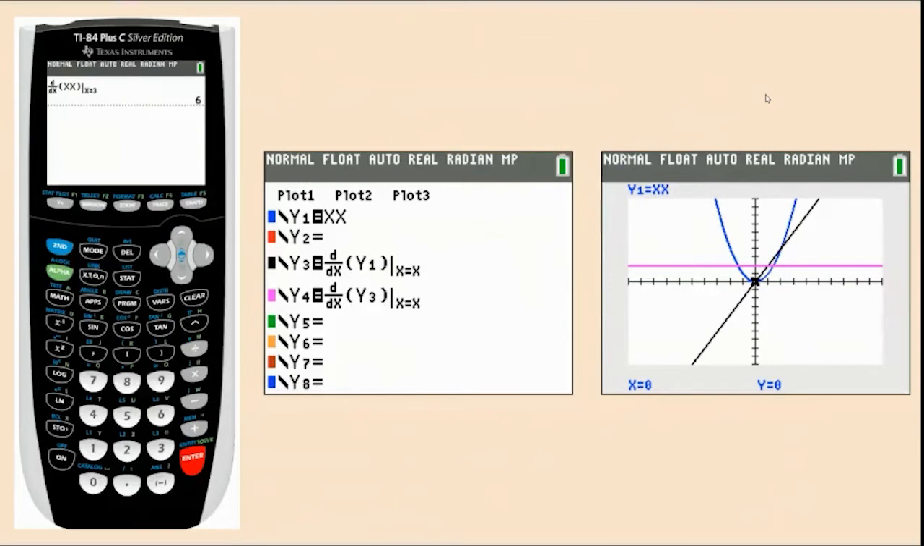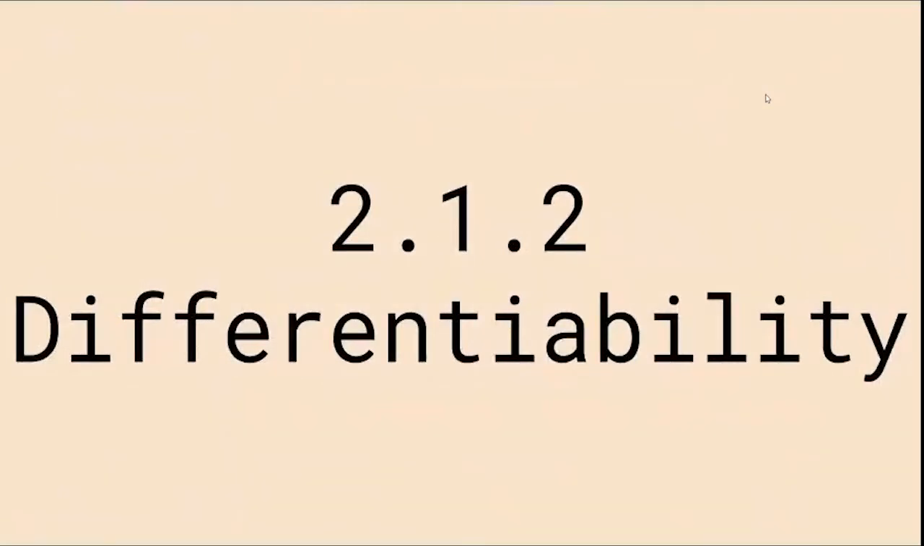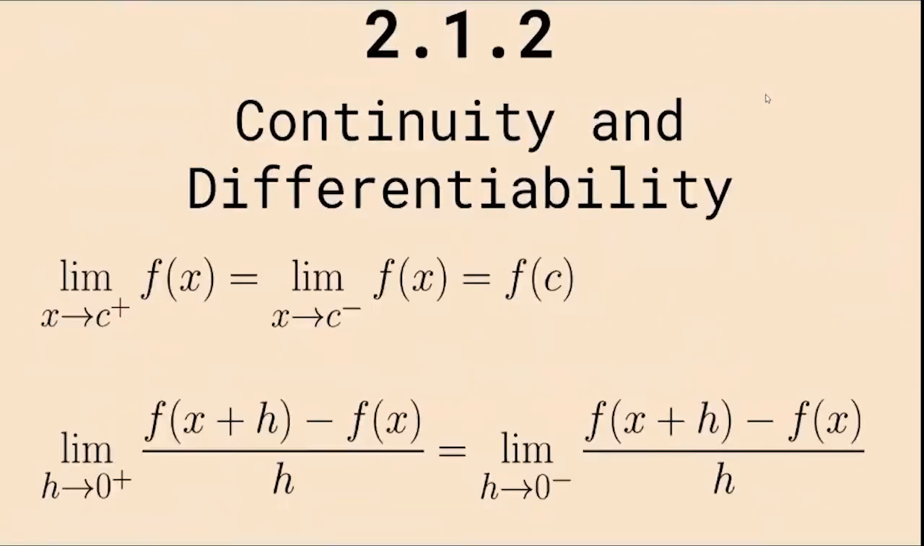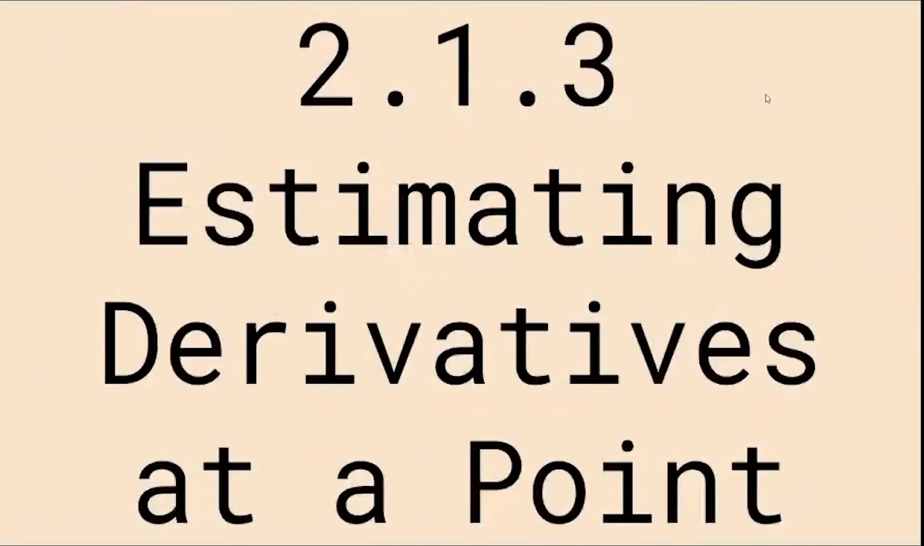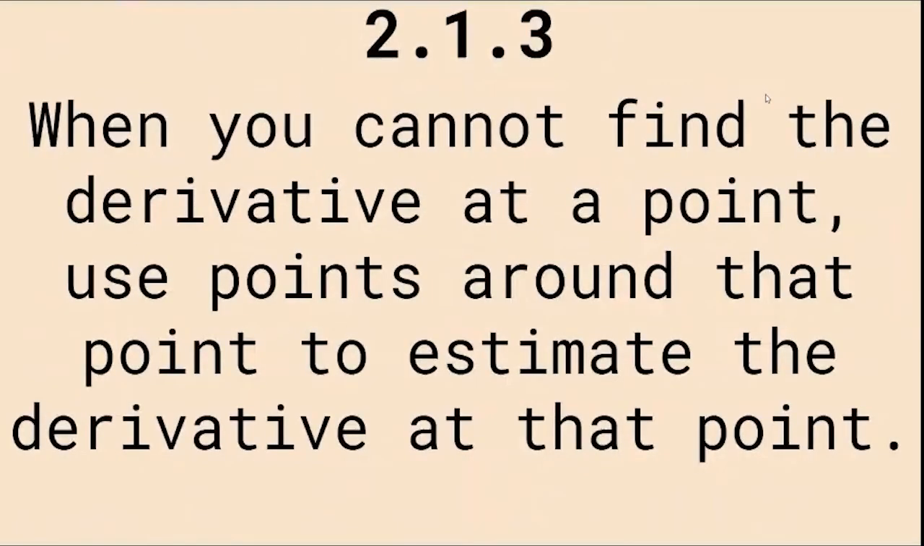Make sure you know how to find the derivative on your calculator. We went over this yesterday. There's also videos that show how to do that on the website. Differentiability, make sure it's continuous. Make sure the derivative agrees on both sides. We already talked about that. Estimating a derivative at a point. If you can't find the derivative at a point, use points around it. Estimate it. Make sure you use the little squiggly equal sign, the approximation equal sign, when you're doing that on tests. We're going to say that later on because AP expects you to do that.